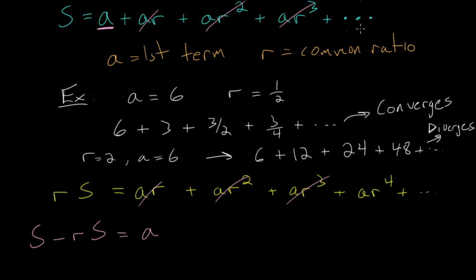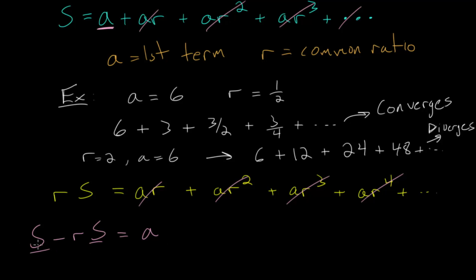And of course, you'd have ar to the fourth here, which will cancel out with this one here. And essentially, every single term from the blue geometric series will cancel out with every single term from the yellow one, except for this term that we started with, a. And so when we subtract one from the other, it's just equal to a. And from here, we can solve for S.